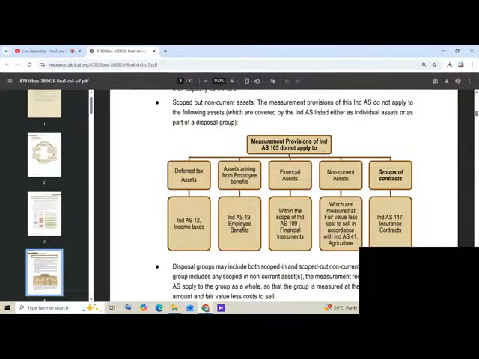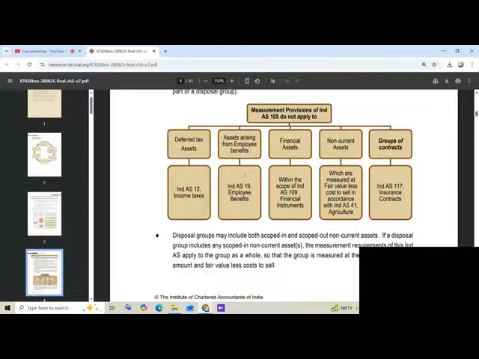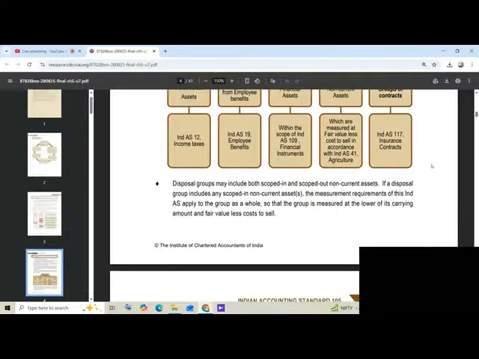So, measurement provisions of Ind AS 105 do not apply to deferred tax assets, Ind AS 12, Income Taxes; assets arising from employee benefits, Ind AS 19, Employee Benefits; financial assets within the scope of Ind AS 109; non-current assets which are measured at fair value less cost to sell in accordance with Ind AS 41; and group of contracts, Ind AS 117, and insurance contracts. So this Ind AS 105 does not apply to all of these.